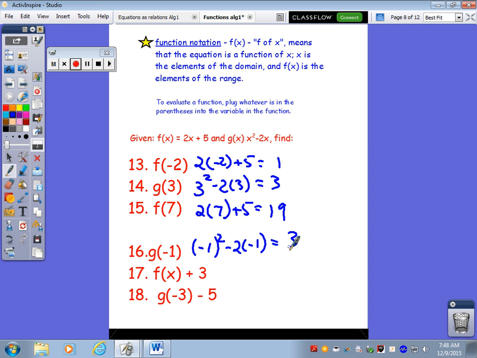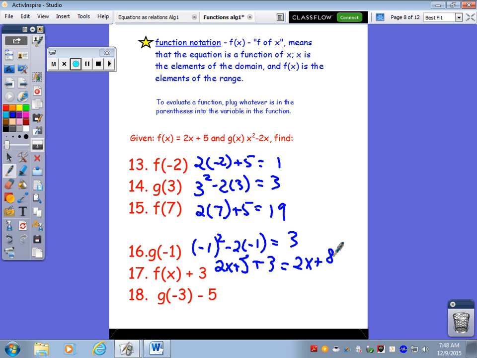f of x plus 3. Note what happens here. The x stays where it is, and then you add 3 to the end. By the way, that's a 5. And your answer is 2x plus 8.